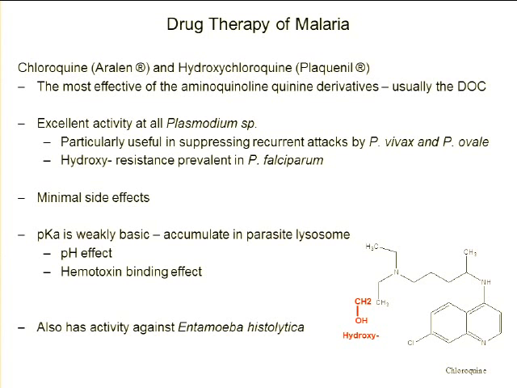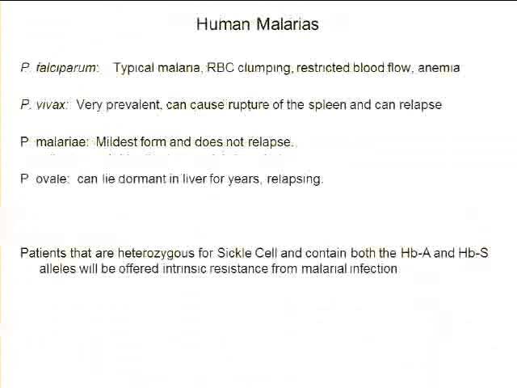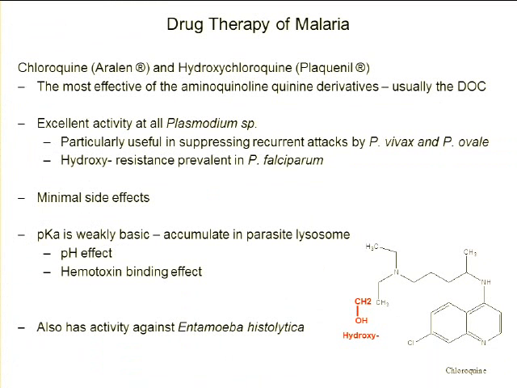There's minimal side effects with these, and the way they work is that they're weakly basic, and they happen to accumulate in the parasitic lysosome. So what did we say the role of the lysosome in this was? It's breaking down hemoglobin. And so if you have a weak base in the lysosome, which should be acidic in order to break down hemoglobin, but it's not, it raises the pH. And now that cellular trash can for the parasite can no longer break down hemoglobin, and it dies as a result of not having enough nutrients.